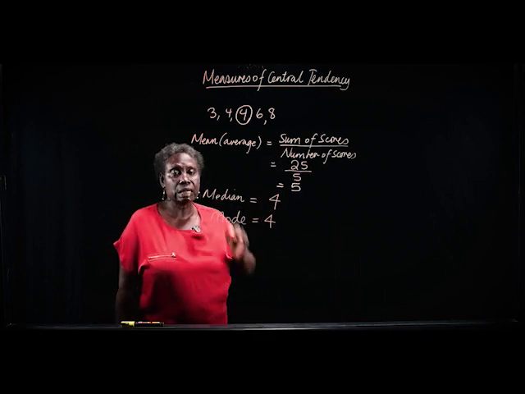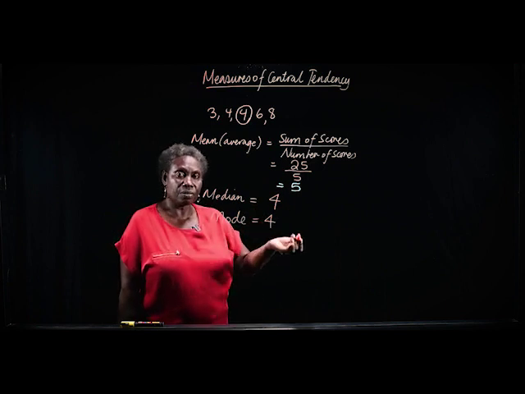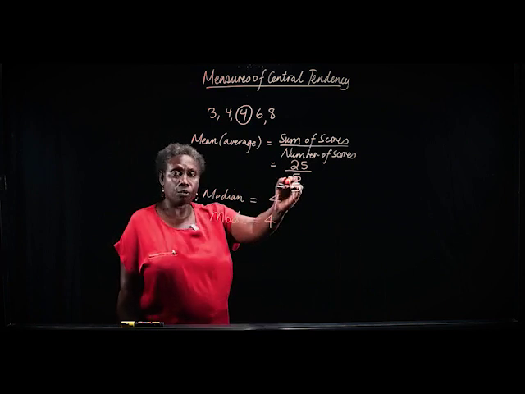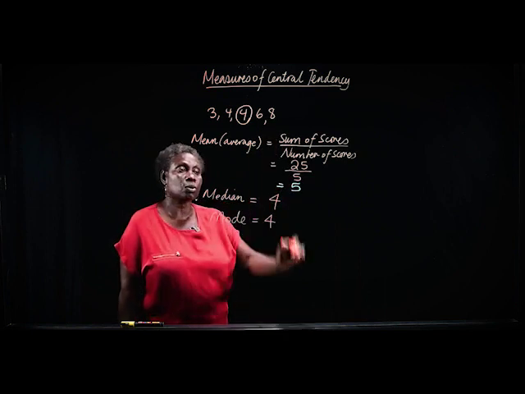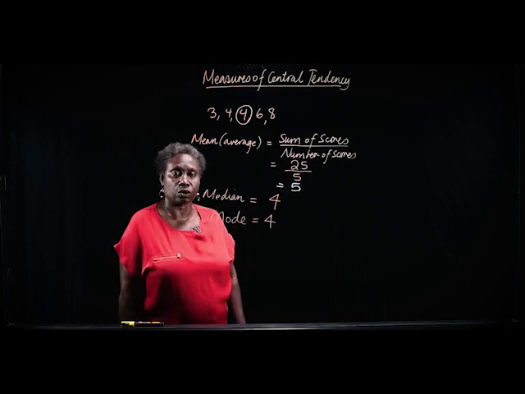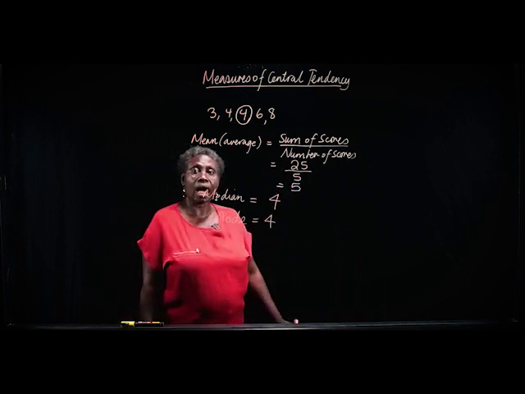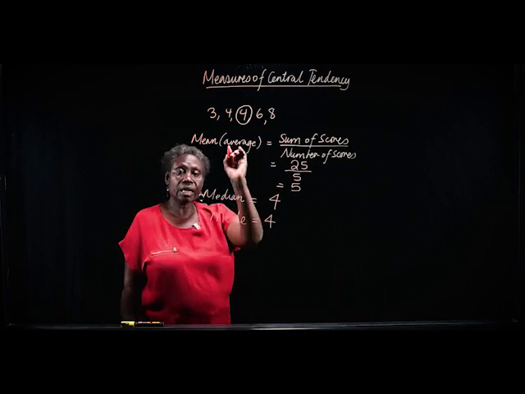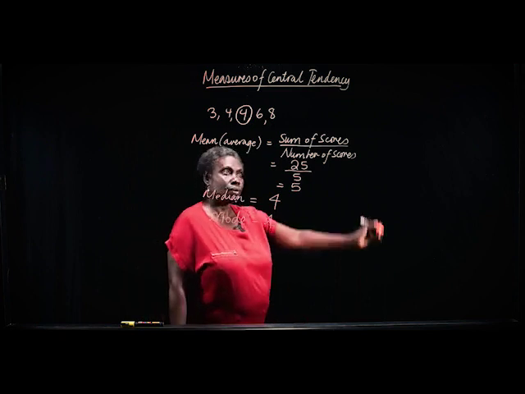But the mean is the one that indicates to us the middle score or the average of a set of scores. Therefore, many times the mean is the most convenient to use because it gives us a true indication of the middle score. Now, we are going to look at how to find again the mean, median, and the mode from a frequency table.